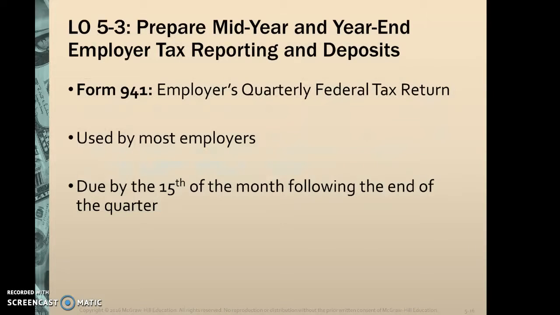All right, learning objective number 3, reporting mid-year and year-end employer tax reporting and deposits, Form 941, which is covered on page 156 through 159 in your book. Form 941 is the employer's quarterly federal tax return. It's used by most employers and is due by the 15th of the month following the end of a quarter.